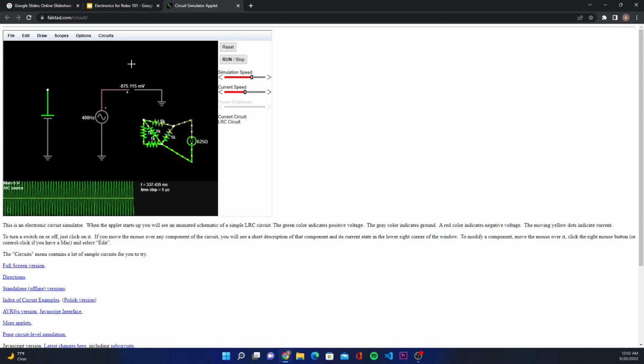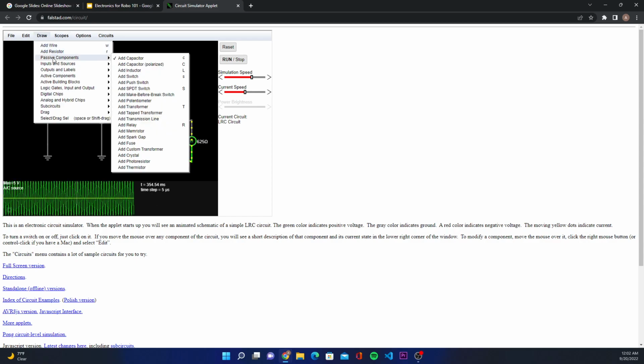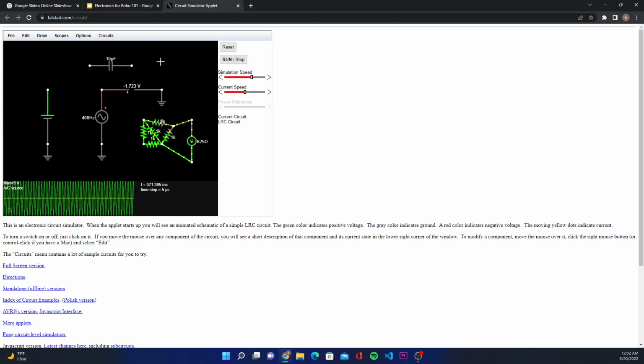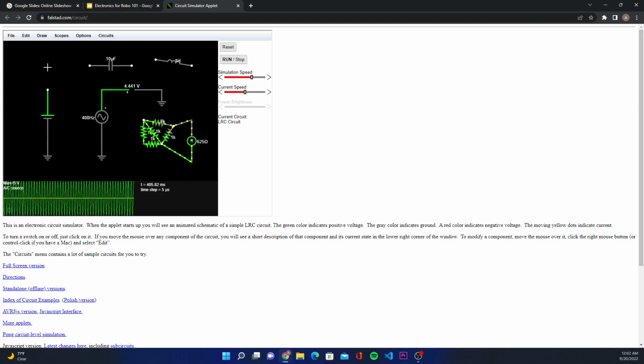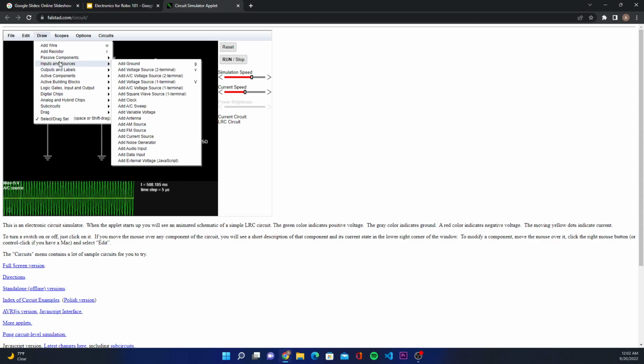Capacitors, bam. Inductors, bam, right there. Switches, pretty cool. You can click it and it switches to build some pretty nice circuits. But yeah, I think that's a good basics on Falstad. Play around with it if you want. Oh, yeah, current source right here.